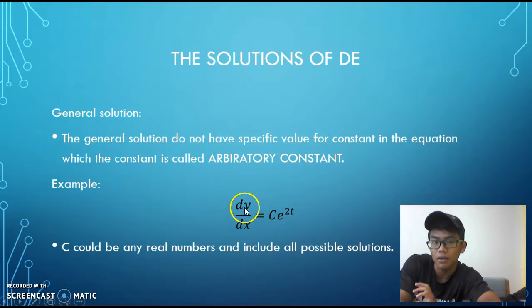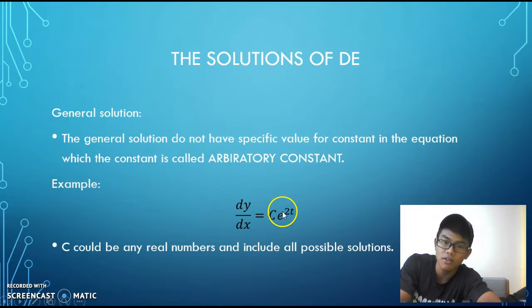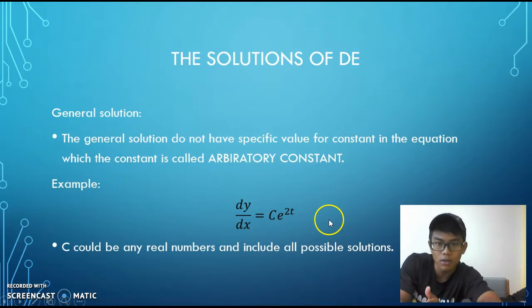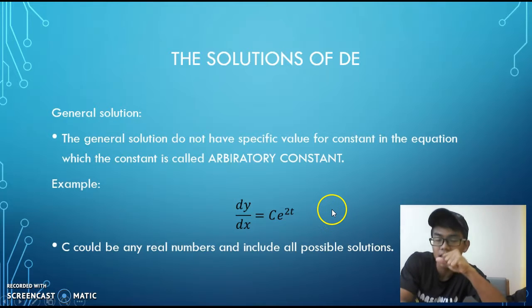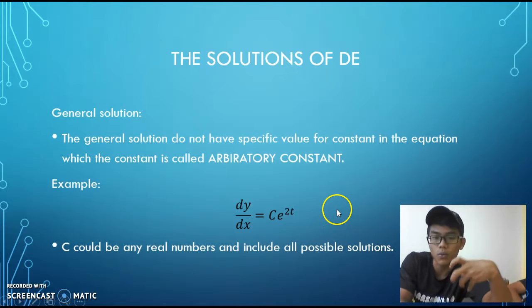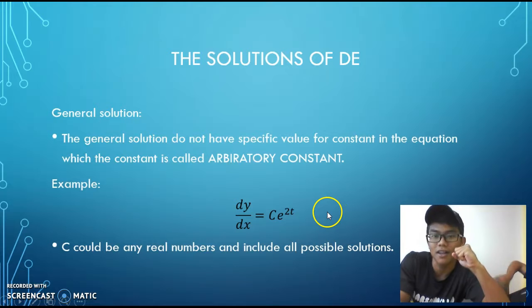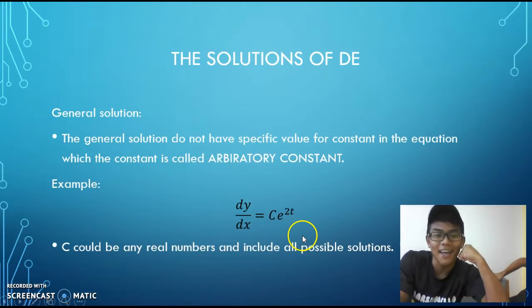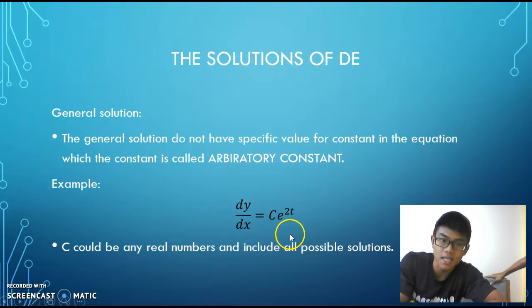Which is dy over dx equals c exponent to the power of 2t. So guys, as we can see, this example didn't give the specific value of c. So this is what we call general solution. I hope you understand this, and of course c can be any real number and includes all possible solutions.